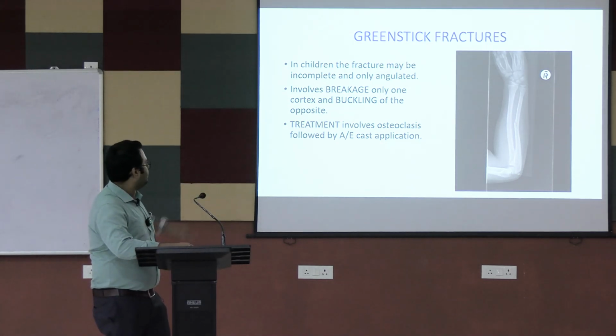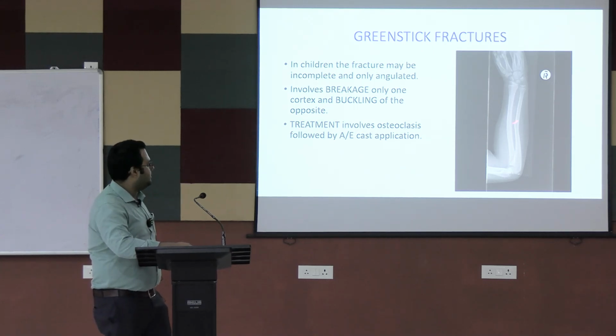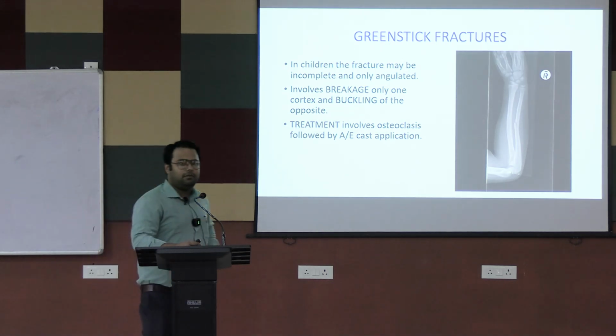What happens? There is breakage of only one cortex and buckling of the opposite one. As you can see, there's breakage of this cortex. The radial cortex is broken, but in the medial one, there is only buckling of the medial cortex. So even the treatment of these fractures is different.